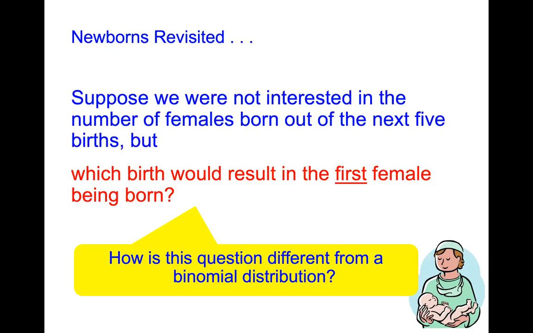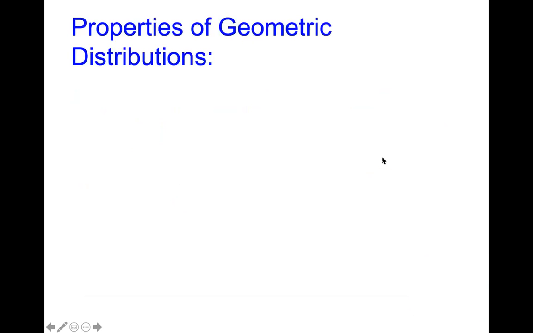Nicely done. Thank you, Billy. So yeah, there is no fixed number of trials, right? Before we were looking at exactly 5 and we just look at how many females there were. Here, we just keep looking until we find a female. It could be the first baby, it can be the millionth baby, right? We have no fixed number of trials.